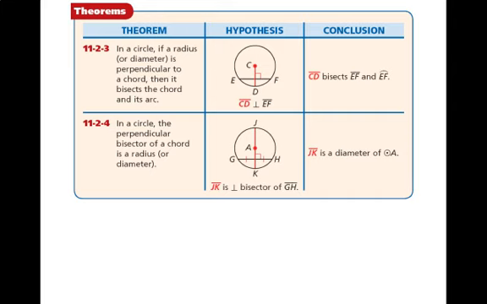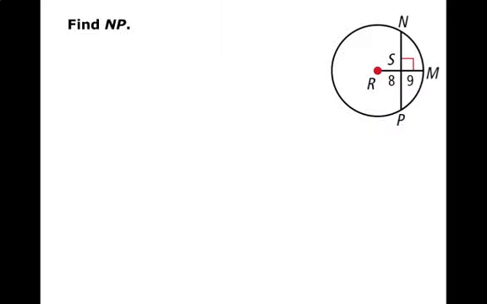The converse is also true. If we know that a chord has been bisected, then we know that the bisector is the radius or the diameter. Let's take a look at how this works.